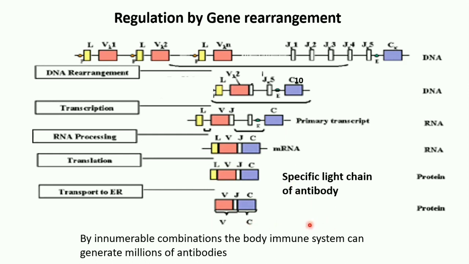In this way, innumerable combinations of variable, joining and constant segments, the body's immune system can generate millions of antigen-specific immunoglobulin molecules. So it can produce millions of antibodies.